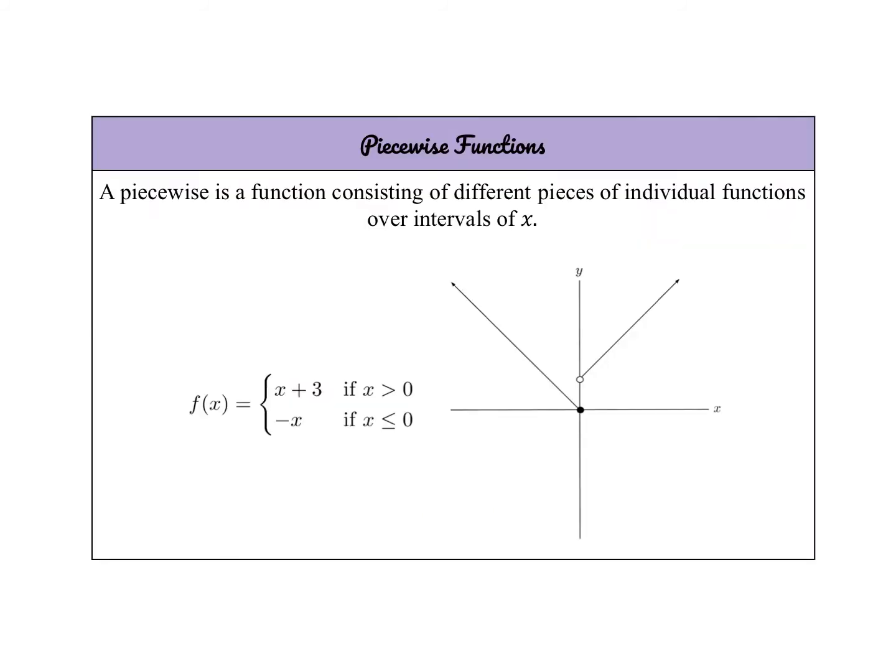Okay, so I want to talk about a new concept that ties in to absolute value functions, and this is the concept of what's called a piecewise function. A piecewise function is a function that consists of different pieces of individual functions over different intervals of x. So a piecewise function could look something like this, where you can see I have one function in this region, and then I have a different function in this region. They don't have to only be linear functions. They could be quadratic or any type of function over any interval.